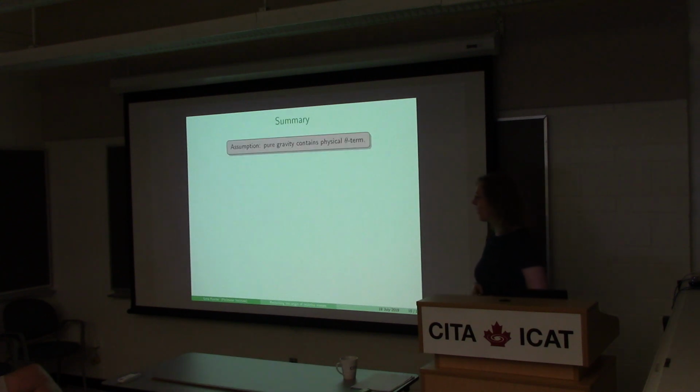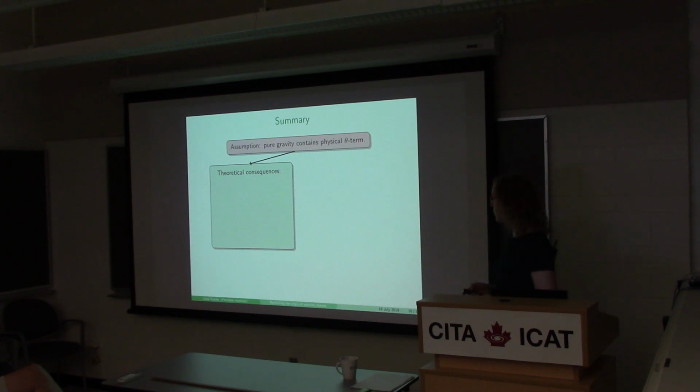Okay, so I'm going to wrap up now. My summary is that we just started with this one assumption. So we have gravity, we know that there's a theta term, just as in QCD. We just don't know whether it's just a mathematical artifact that we can integrate away, or whether there are non-perturbative effects that make it physical. And there are strong theoretical arguments for and against it. So we assumed it exists.